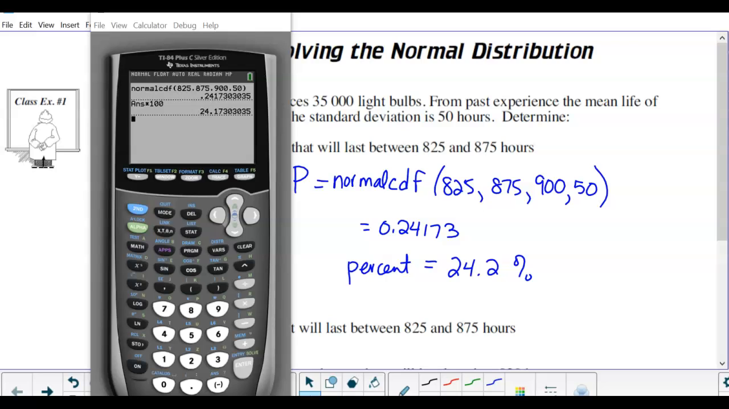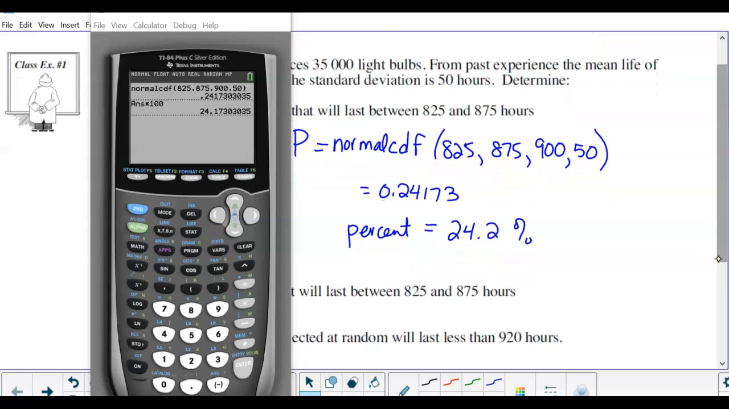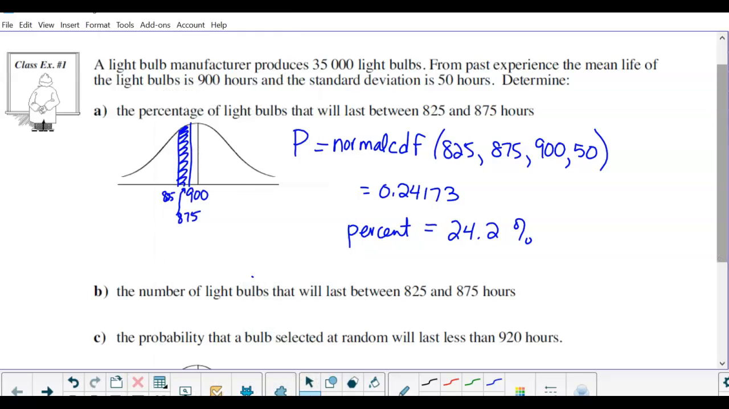Then it says, what is the number of light bulbs that will last between 825 and 875? We now have the percent of all the light bulbs. How many were manufactured? 35,000. So you want to take 35,000 and multiply. I would use what's saved in your calculator, with as many decimal places as you have.